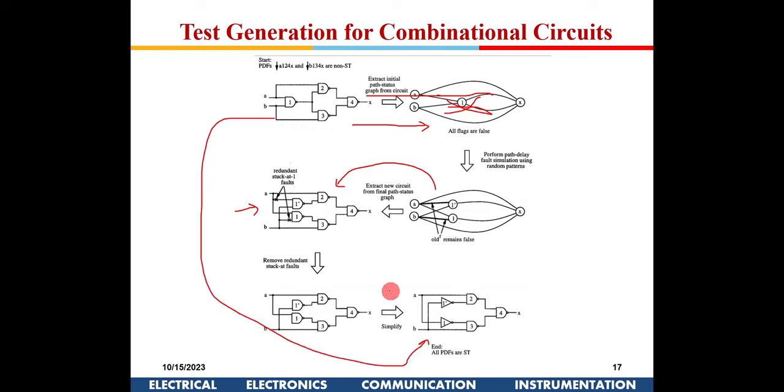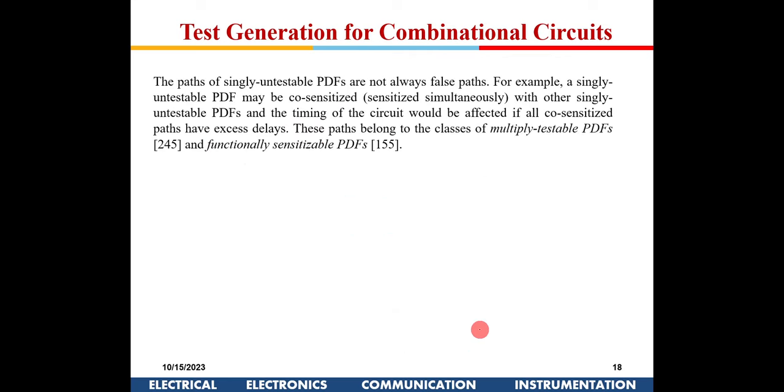In this paper, they have given a methodology for what to do if you encounter such paths which are not testable, and how to modify the circuit to remove the redundancy and get a testable circuit. If you see here, in all the paths you could do a delay testing. This is one example given in that paper. If somebody is keen, you could refer to that paper. I think they give a more detailed explanation, and a few more examples are probably given there.